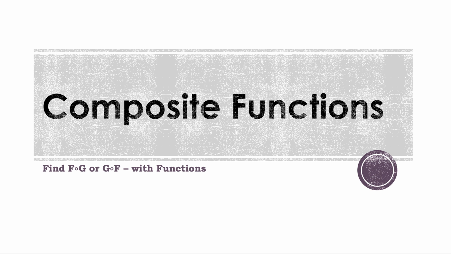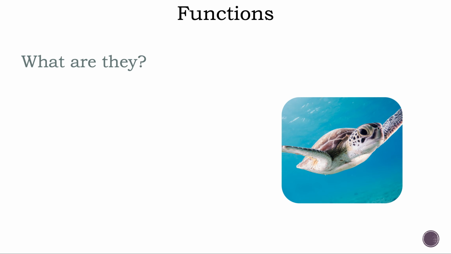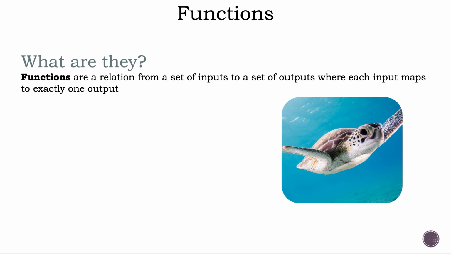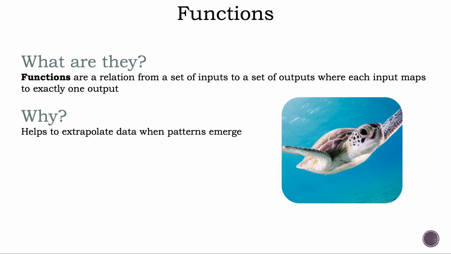Composite functions. Find f of g or g of f with functions. What are they? Functions are a relation from a set of inputs to a set of outputs where each input maps to exactly one output. Why? It helps to extrapolate data when patterns emerge.